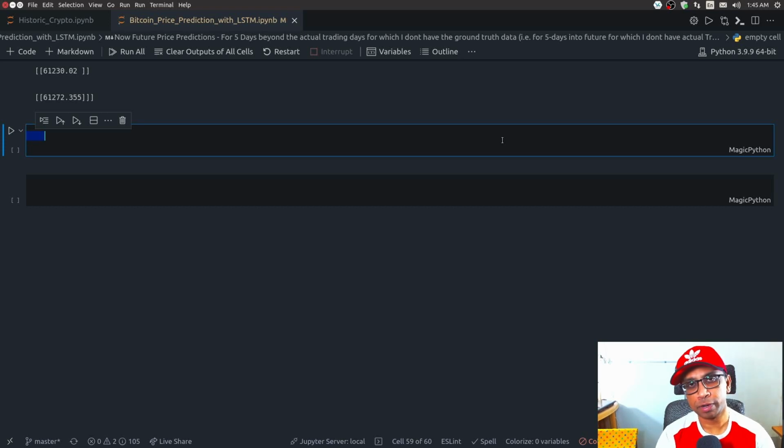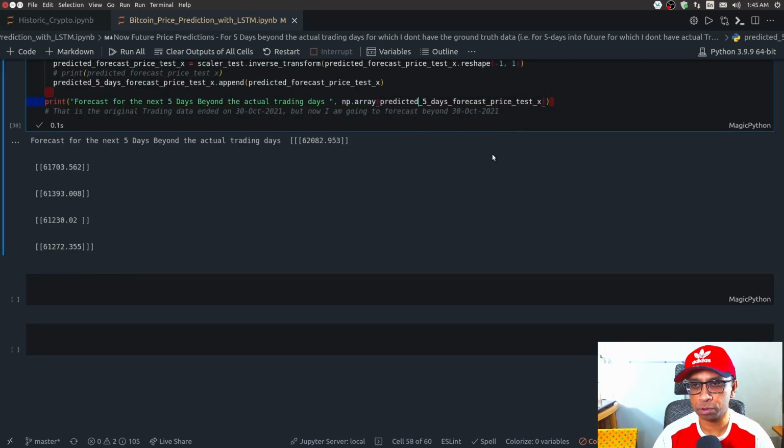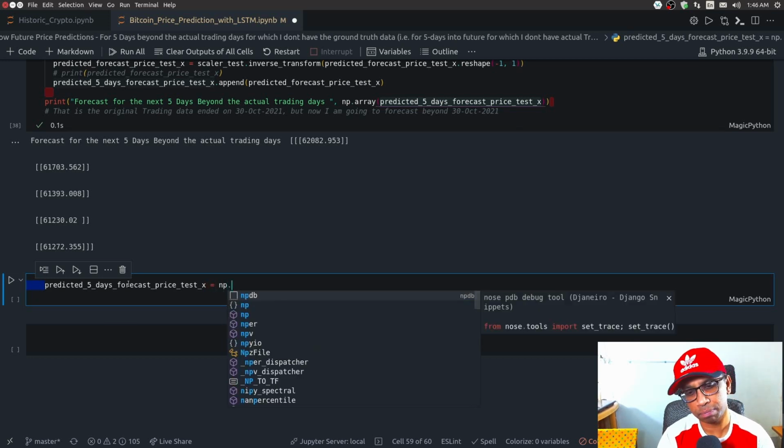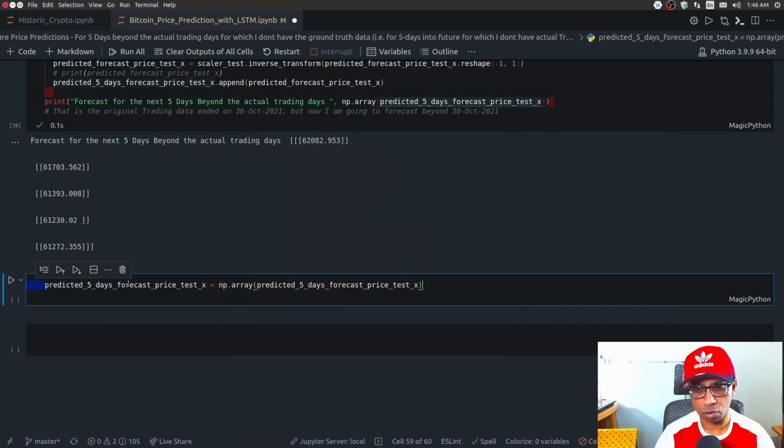So with that, my job is pretty much done now, but for the final representation of data, I'm going to do a plotting with the actual data of the entire ground truth trading period, and also the predicted data for the entire ground truth trading period, and also these 5 forecasted data. So for that, let's first do some little data processing. These predicted 5 days forecasted price test, I have to turn it to an np.array for easier calculation, and let's check the shape.